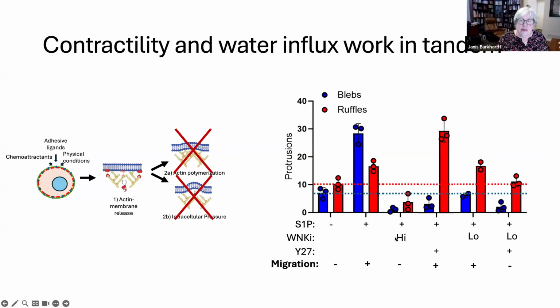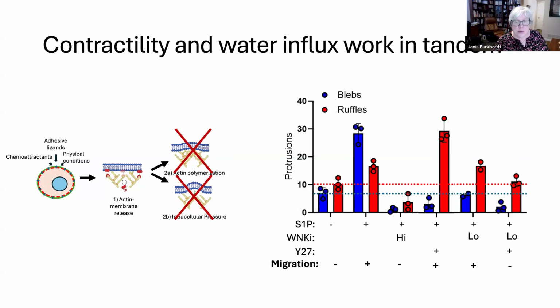So putting all this together, we think that Wnk1 is actually playing a role at least two different levels. First of all, it's needed for this cortical release, but second, it's probably working together with myosin to give this increase in intracellular pressure, and somehow it's also preventing this compensatory change that we see with the cells where we just inhibit myosin.